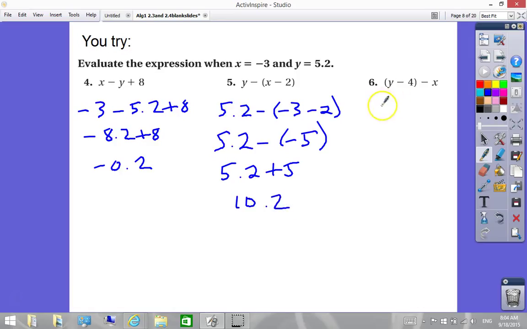And then the last one, parentheses, 5.2 minus 4 minus -3. Do what's in the parentheses: 5.2 minus 4 is 1.2. Minus a negative, plus. 1.2 plus 3 is 4.2.